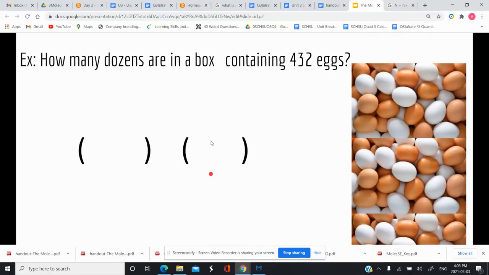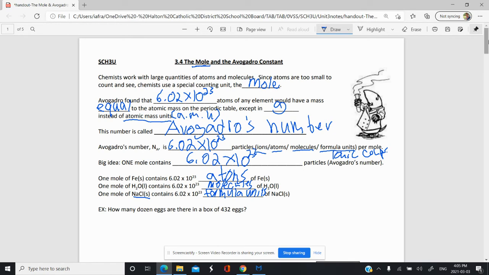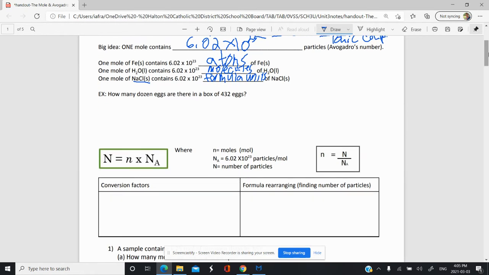And then we can take a look at just a little analogy for unit conversions. We've already seen this, but you can write what's called a conversion factor. So let's say I have this problem where I want to know how many dozens of eggs there are in a box of 432 eggs. So I want to go from eggs to dozens of eggs. And so I can write a conversion factor. I can say that in 1 dozen, there are 12 eggs.